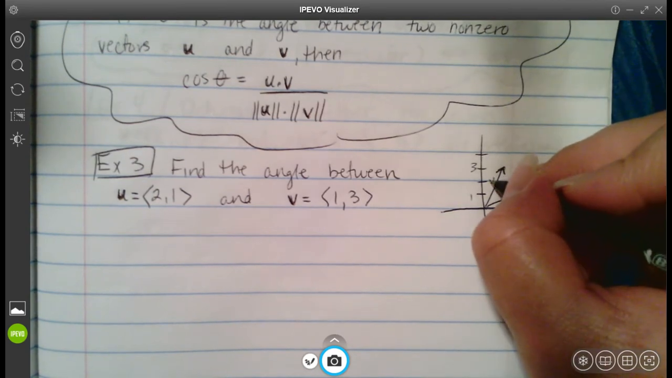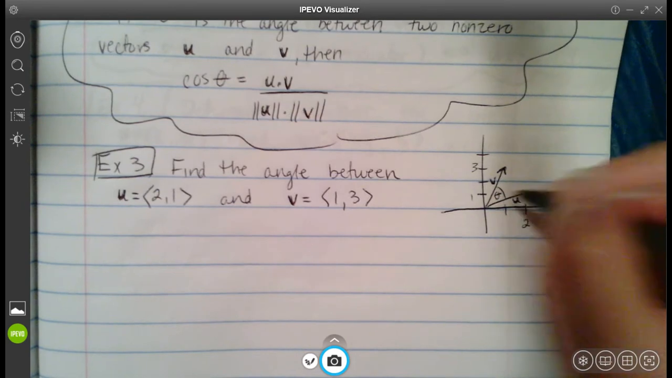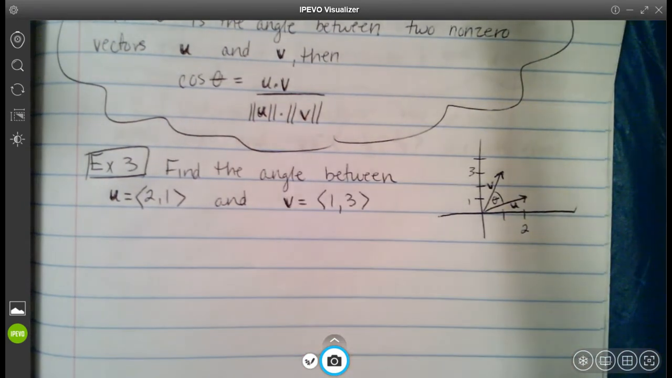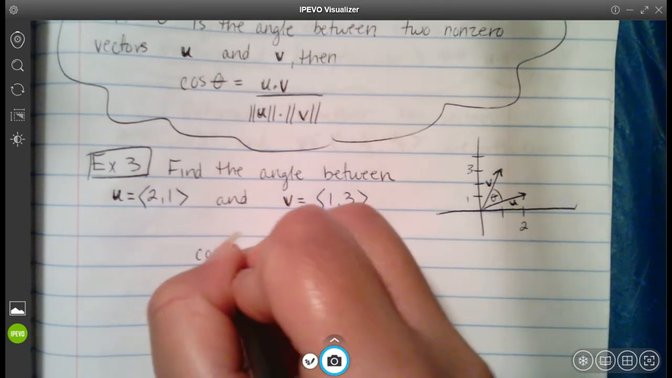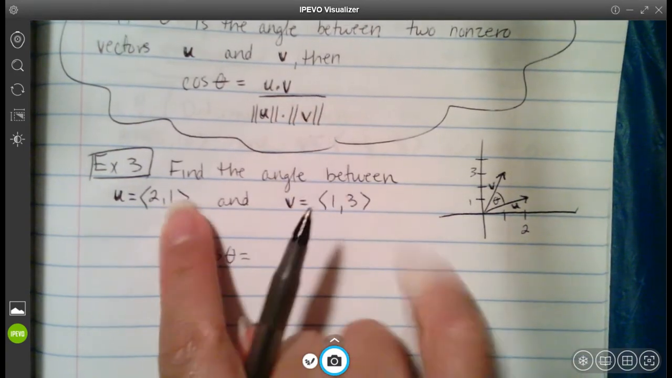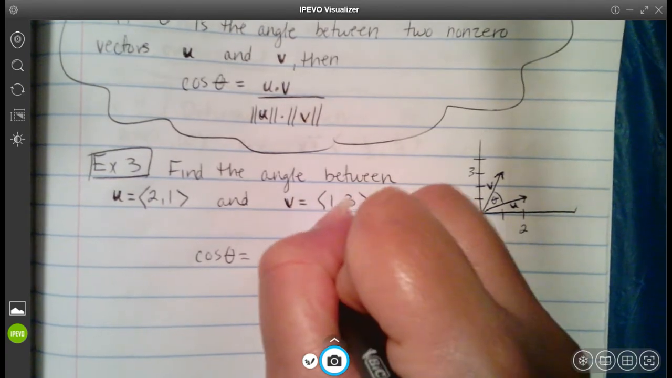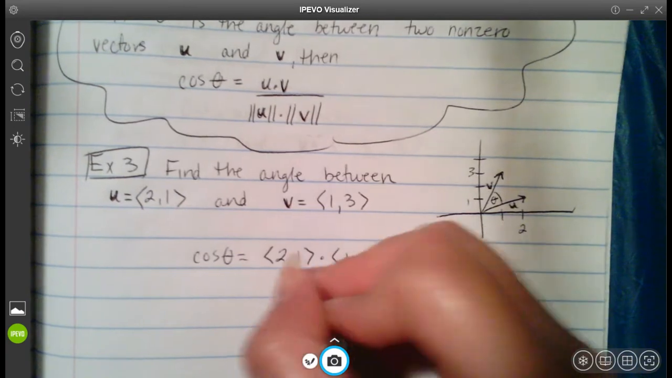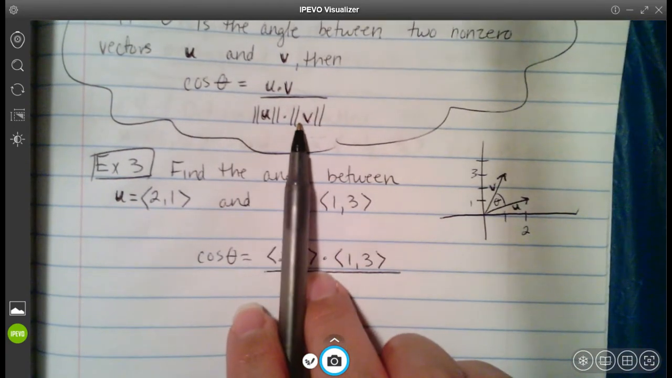And this is v. So we want to find basically the angle between these. This angle right here is what we're looking for. That's what we're doing with this problem. So let's work it out. We have that cosine of theta is equal to the dot product of u and v, so these two right here, 2 and 1 times 1 and 3, all over the magnitude of u times the magnitude of v.